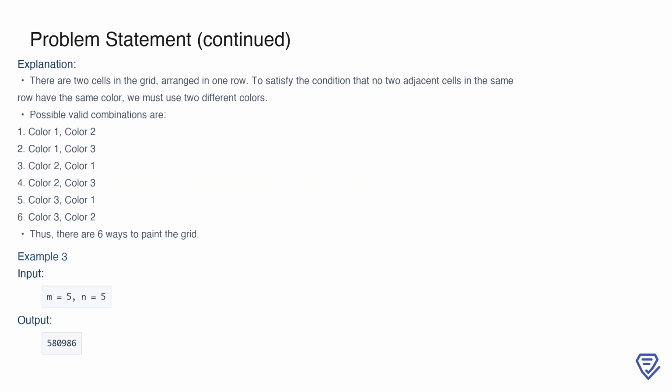Now consider a slightly larger grid where m equals 1 and n equals 2, meaning we have 1 row with 2 adjacent cells. To satisfy the condition that no 2 adjacent cells share the same color, the first cell can be painted in any of the 3 colors, but the second cell must be painted in a different color. This gives us 6 valid combinations in total. The first cell can be painted with color 1, 2, or 3, and the second cell can be one of the other 2 remaining colors. Listing them out, the possibilities are color 1 with color 2, color 1 with color 3, color 2 with color 1, color 2 with color 3, color 3 with color 1, and color 3 with color 2. Hence, the output is 6.